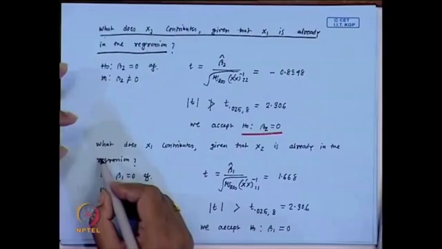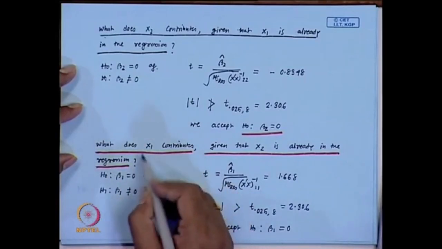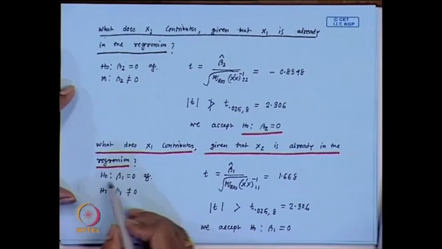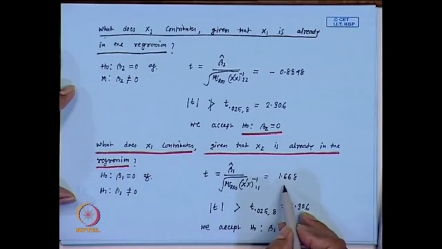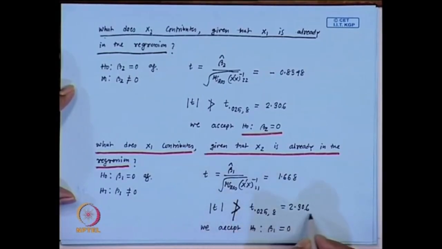Now, what we will do next is test the significance of x 1 in the presence of x 2. That means, what does x 1 contribute given that x 2 is already in the regression. This can be tested by testing the hypothesis H naught: beta 1 equal to 0 against beta 1 not equal to 0. Here is the test statistic value, here is the tabulated value. Again, you see that the observed value is not greater than the tabulated value. That is why we accept the null hypothesis beta 1 equal to 0.